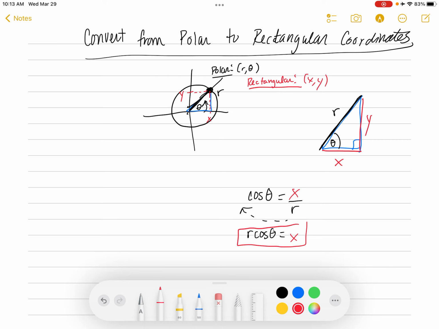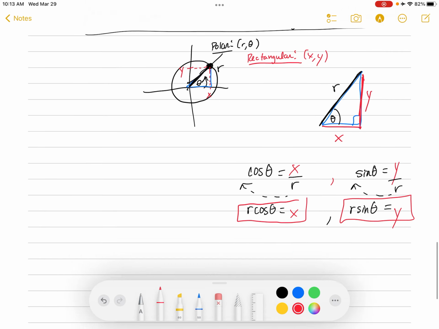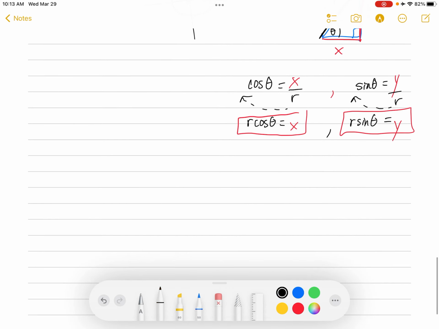So I can convert from polar here to a rectangular x value by taking r times the cosine of theta. Now similarly, I can find the sine of theta by taking the opposite y over the hypotenuse r. I'll bring the r up here. It'll give me r sine of theta equals 1. So I can convert from polar to a rectangular y value by taking r sine of theta.